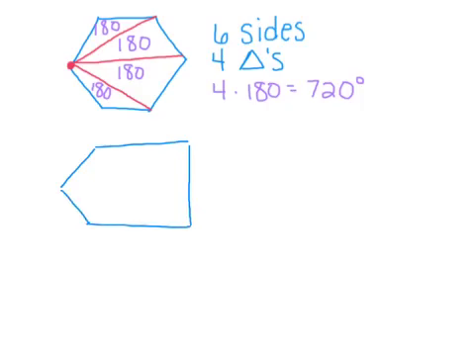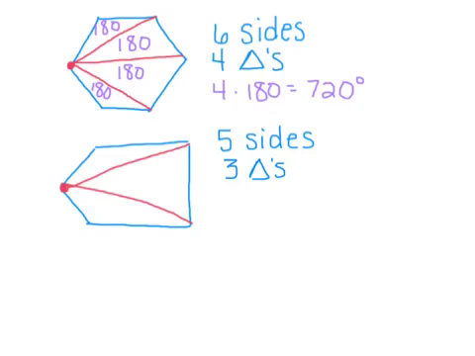So this one has 5 sides. When I triangulate that, I can't draw this one in because there's already a line there, so that doesn't count as a diagonal. But I can go up to this corner, go down to this corner, and then I can't draw this one in because, again, there's already a line there. So that leaves me with 1, 2, 3 triangles.